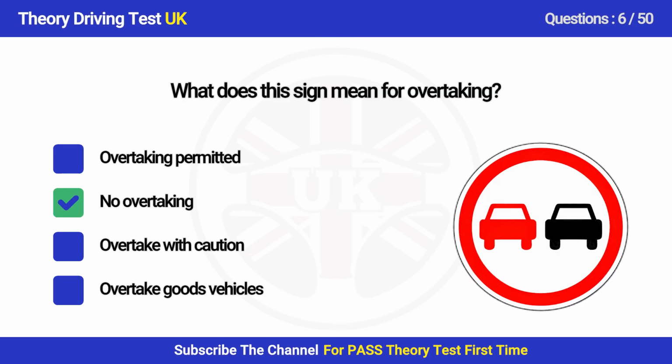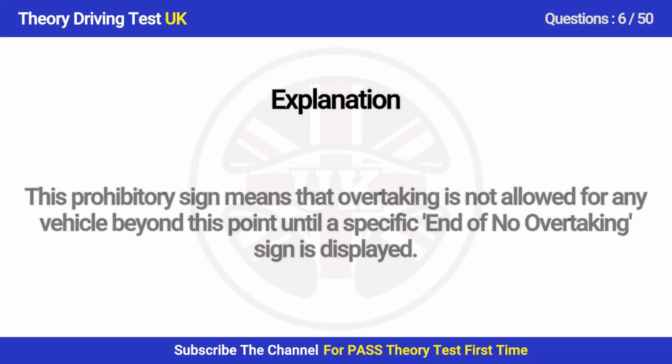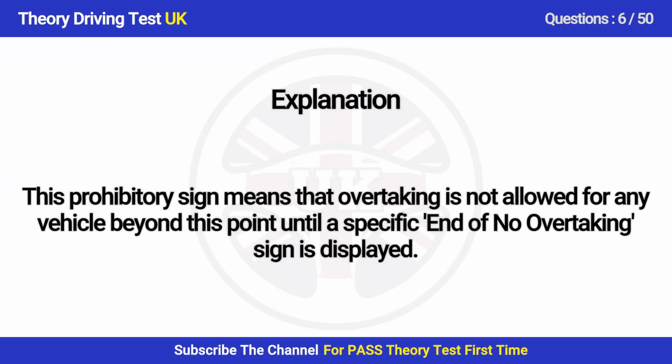Answer is B. No overtaking. This prohibitory sign means that overtaking is not allowed for any vehicle beyond this point until a specific end of no overtaking sign is displayed.